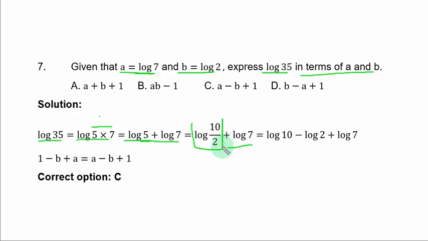Now quotient of two numbers under logarithm implies subtraction. So you have log 10 base 10 minus log 2 base 10 plus log 7 base 10. Log 10 is 1. So you have 1. From the problem, log 2 is B. So you have minus B. And log 7 is A. If you rearrange, you have A minus B plus 1. C is the correct option.